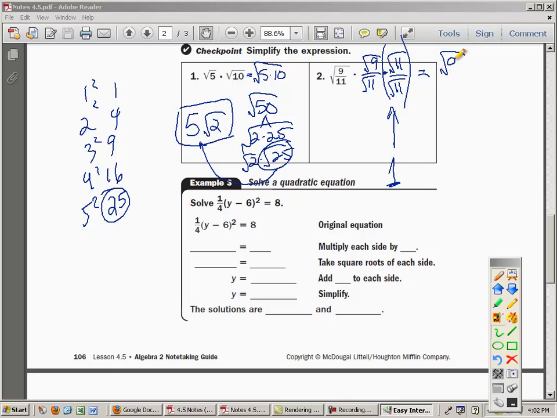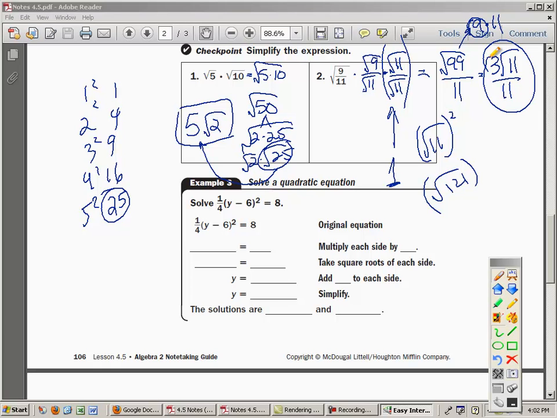On top, this is radical 99. On bottom, this is radical 11 times radical 11, which becomes radical 11 squared, or radical 121, however you want to look at it. So the square root of 121 is 11, so the bottom simply becomes 11. On the top, 99 is the same thing as 9 times 11. So the square root of 9 is 3. The square root of 11 stays underneath, and we still have the 11 in the denominator. Again, this is a rational number downstairs, so we are complete.